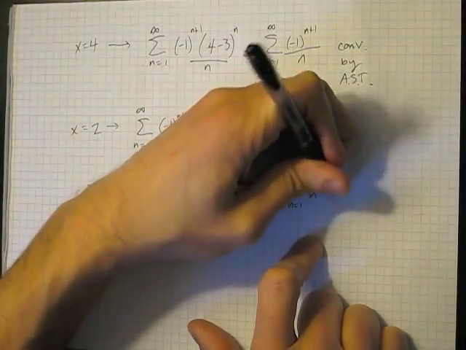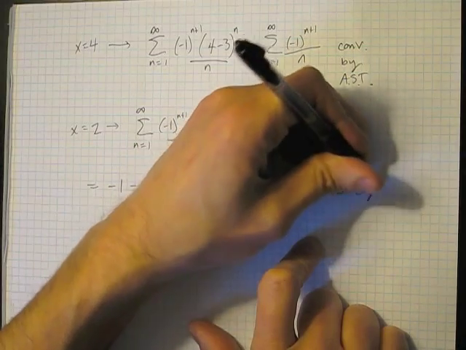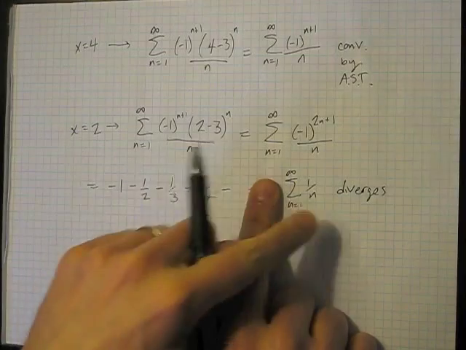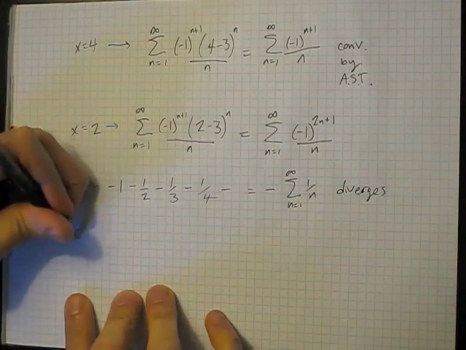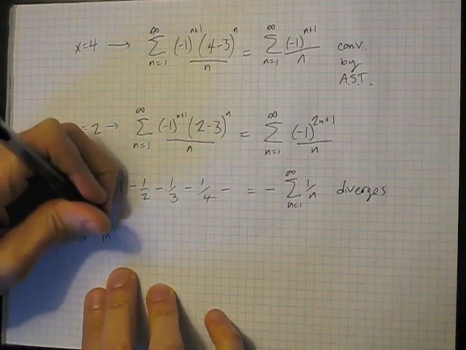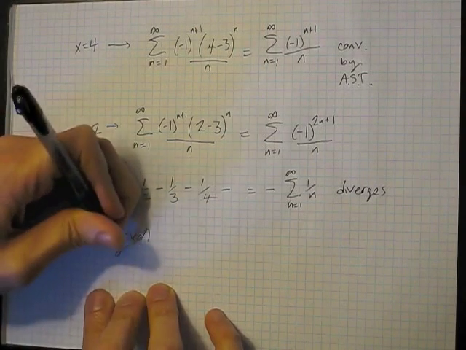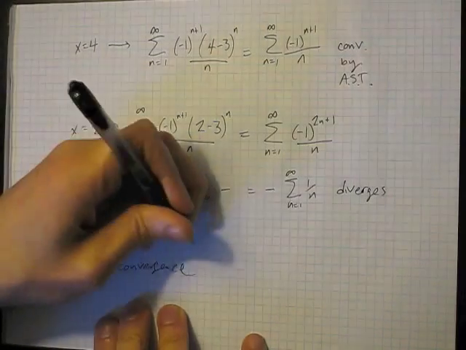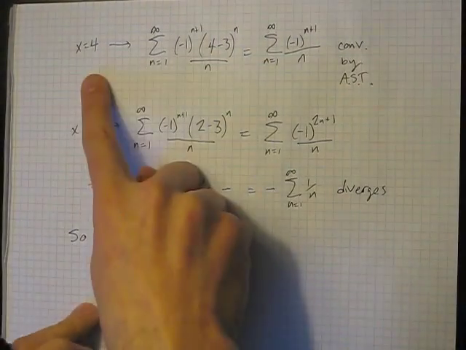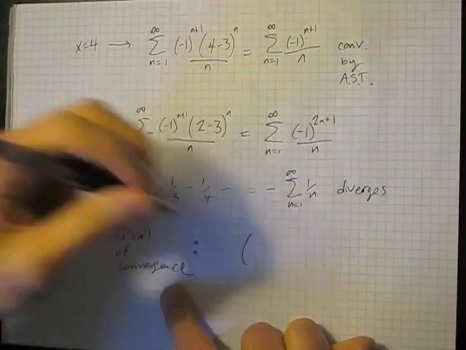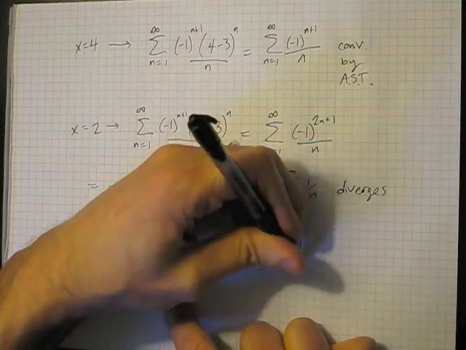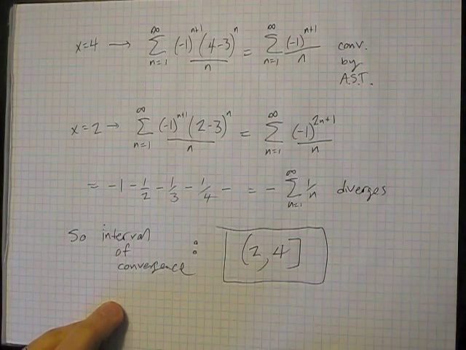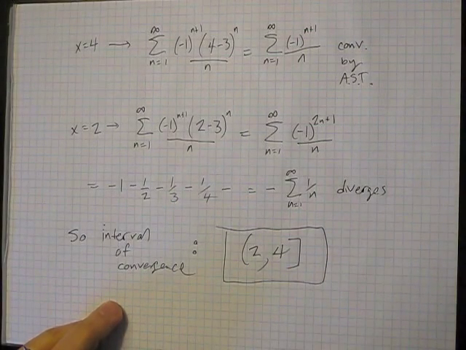And this diverges because the series of 1 over n diverges. So certainly minus times that diverges. So the actual interval of convergence is this: we include 4, but we don't include 2. Okay, we'll do more examples like this in class.